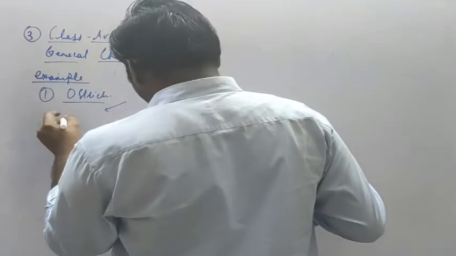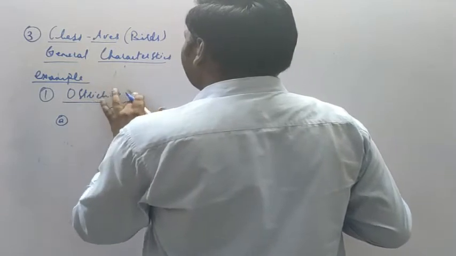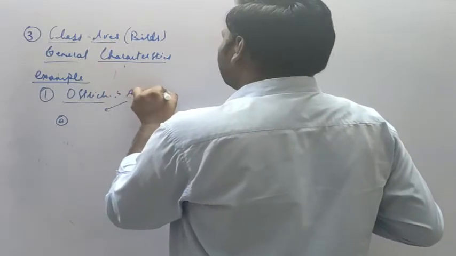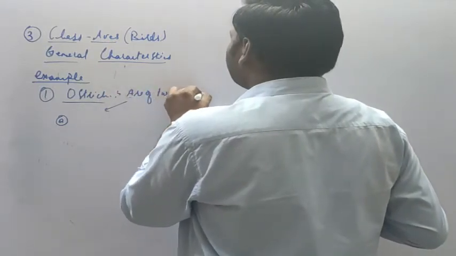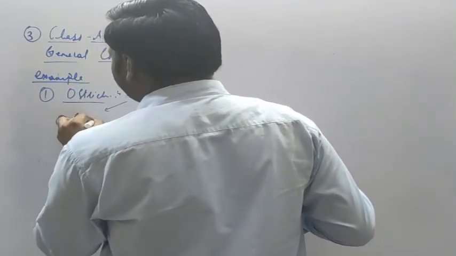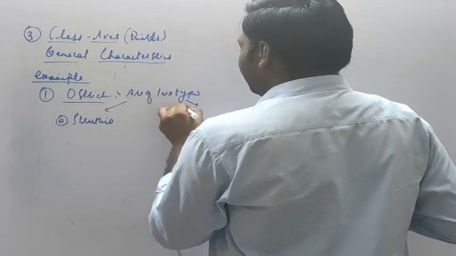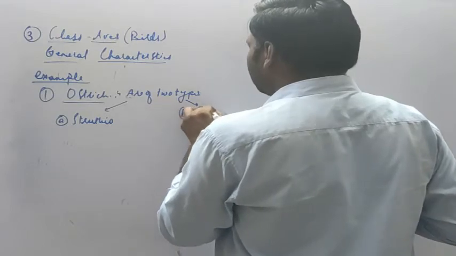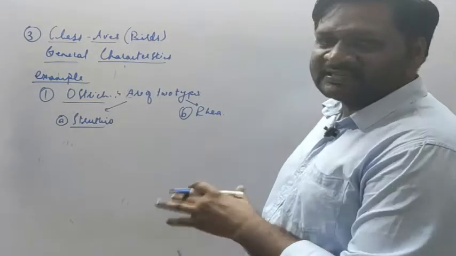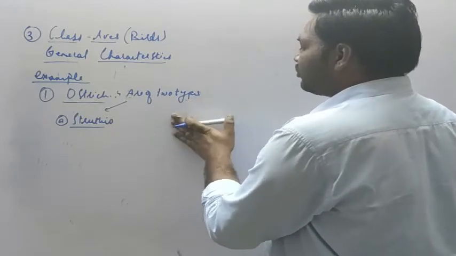One is called the Struthio, and another one is called the Rhea. So these are the two different birds of ostrich. Let's discuss this Struthio first, and then we'll move to the Rhea.